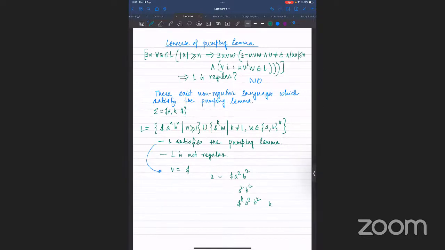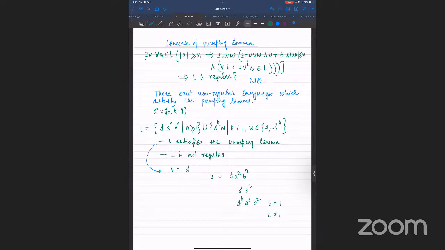If K is 1, then it is belonging to the left part, right? If K is more than 1 or less than 1, then it is in the right part. So you can pump the dollar. It indeed satisfies the pumping lemma. You can show a decomposition and you can pump it.